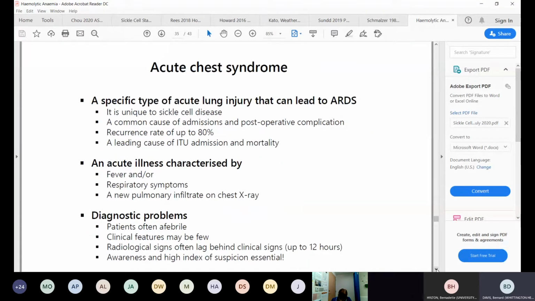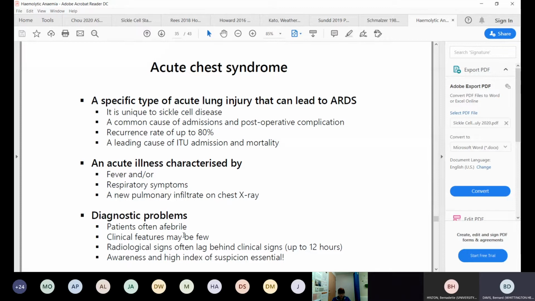Going on very, very quickly, next 10 minutes to look at the acute chest syndrome. Now, this is a condition which can be lethal. Okay, it's a leading cause of death in sickle patients. And it's kind of difficult to define. A consensus definition is this: that it's an acute illness in which you have fever with or without respiratory symptoms and new shadowing on the chest X-ray. So that is the definition.